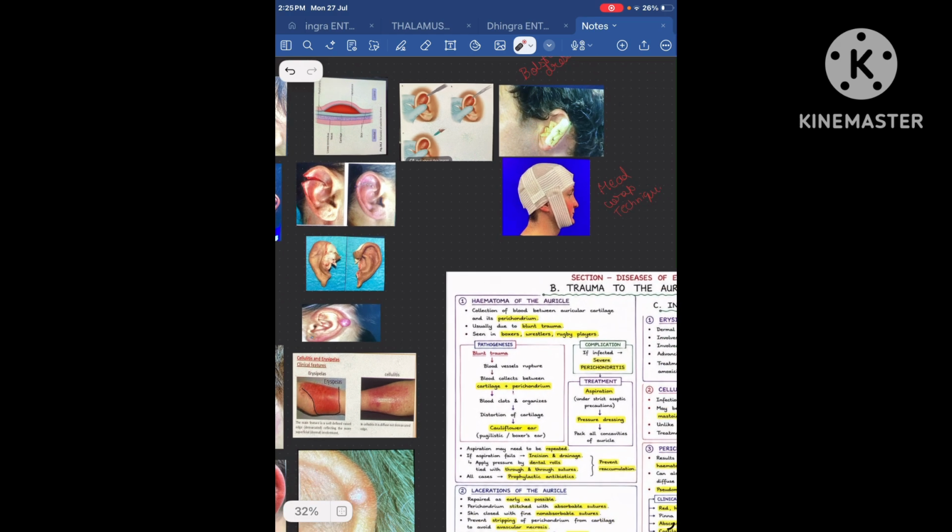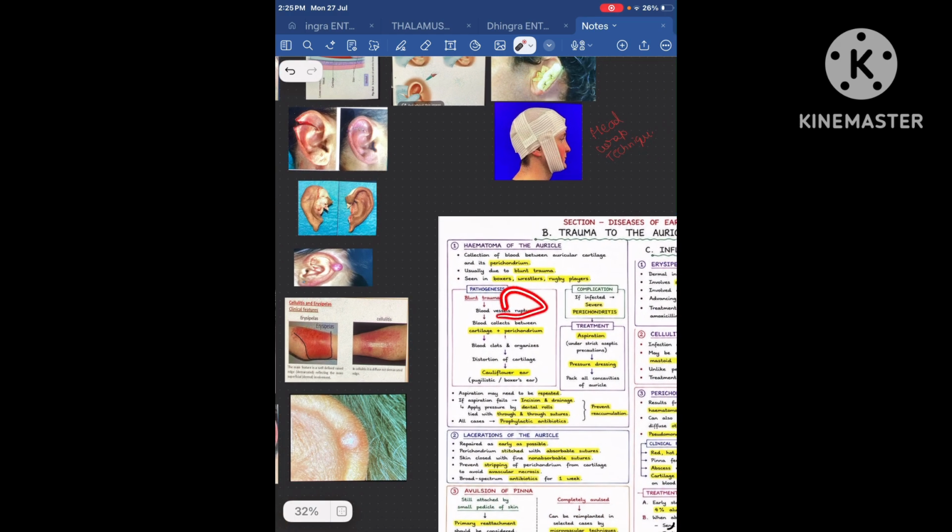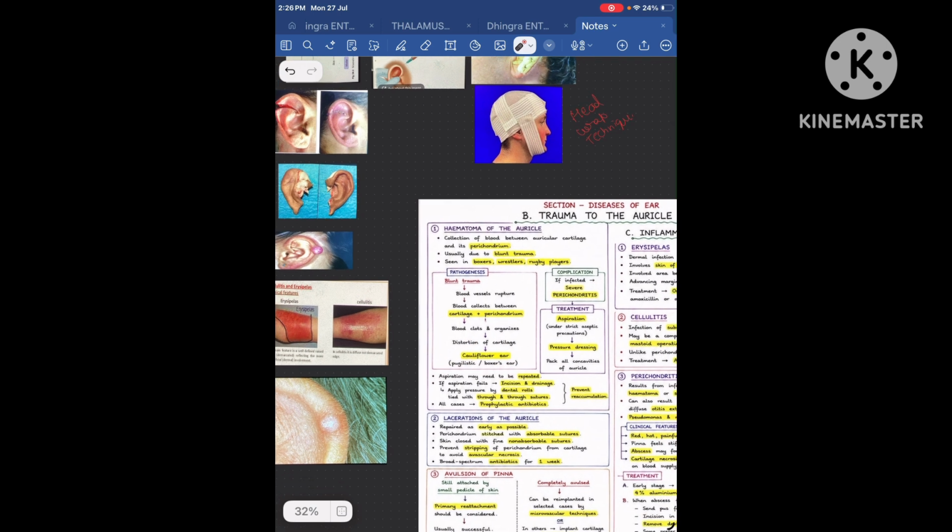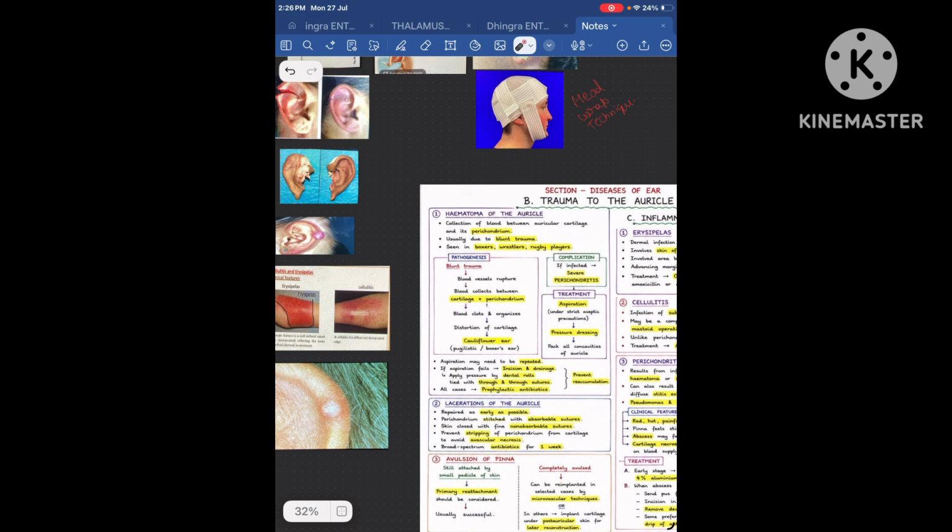ठीक है, तो इससे हो सकता है ब्लड ट्रॉमा. कैसे होता है? ब्लड वेसल रप्चर होती है और उसके बाद तुम्हारा कार्टिलेज एंड पेरिकॉन्ड्रियम बन जाता है और ये ब्लड सेल जो है ऑर्गेनाइज हो जाते हैं. तो बेसिकली इट लीड्स टू, अब क्या होता है, कार्टिलेज, so cartilage gets disorganized. So cartilage gets disorganized, forming cauliflower ear, also known as pugilistic or boxer's ear. Clear? अगर कॉम्प्लिकेशन सीवियर हो जाए तो इट कैन लीड टू पेरिकॉन्ड्राइटिस.